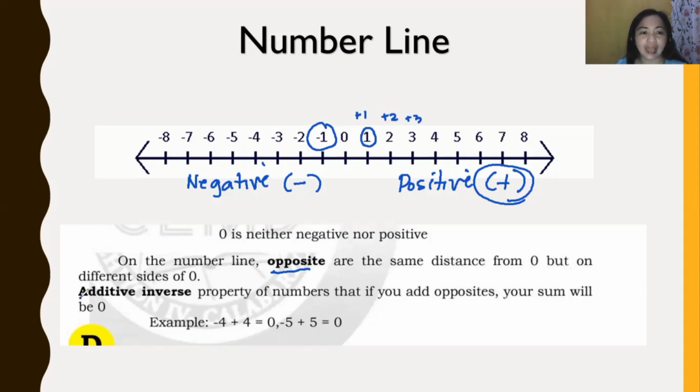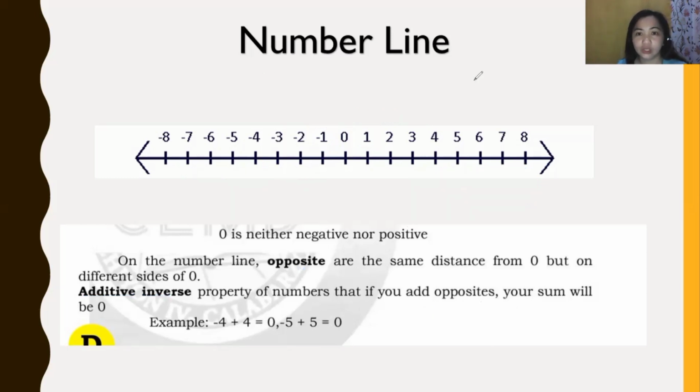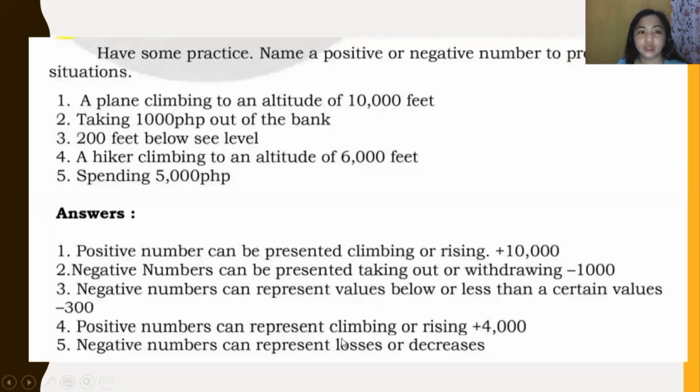Now, they are called as additive inverse. Property of the numbers that if you add opposites, your sum will be 0. -1 and +1 are additive inverse. Kapag inadd mo sila, ang sagot, 0. Example, -4 plus +4, that is equal to 0. Pag pinagsama ay 0. That is what we call the additive inverse. -5 plus +5 is 0. Also, we have -8 plus +8, that is 0. Additive inverse. Now, let's proceed to the next slide.